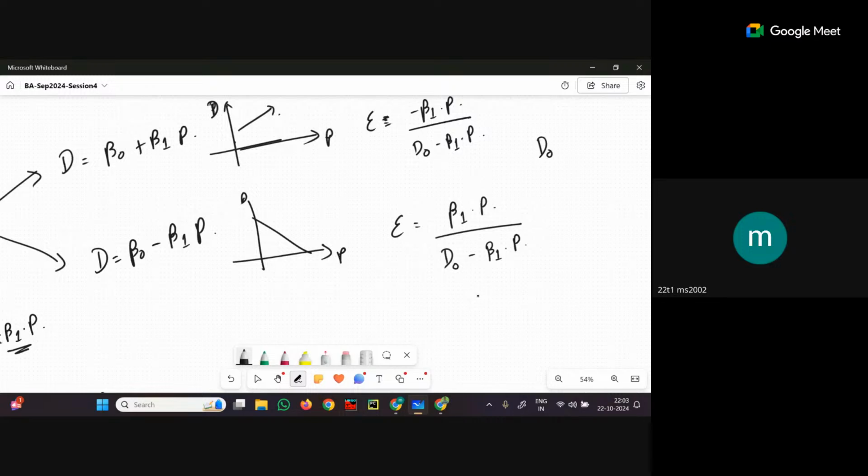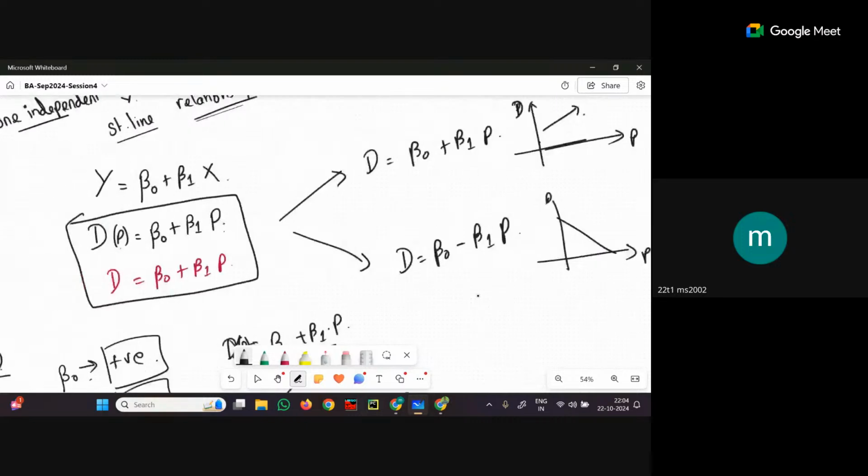What is D naught? Market size. Which is equal to demand when price is 0. Which is equal to, in SLR, the first one, it should be D naught plus beta 1 p. The denominator should be, sorry, yeah. First one should be plus, correct. So in this case, yeah, you're right. This should be plus, my bad. So D naught is equal to, in a simple linear regression, the intercept or base value, which is beta naught. So this is what I wrote here.